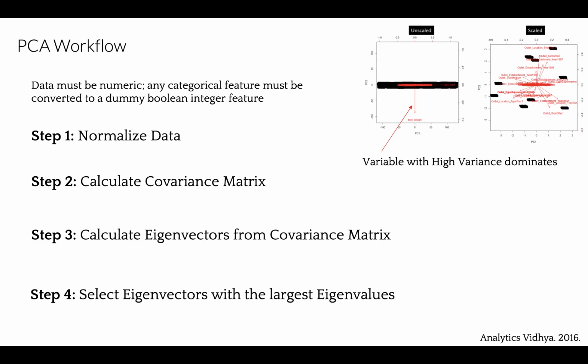In the second step, we calculate the covariance matrix. We decompose the covariance matrix and extract eigenvectors and eigenvalues. Then we select the eigenvectors with the largest eigenvalues.